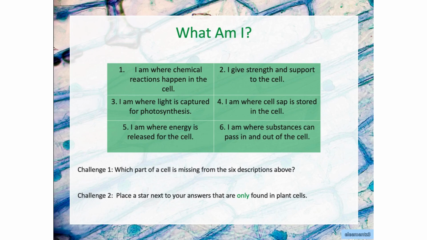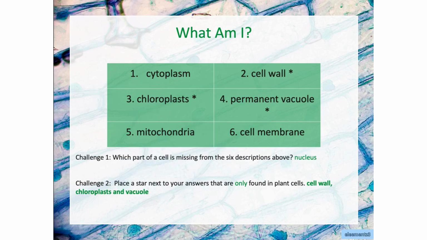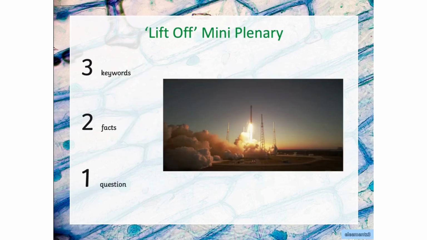Challenge 1. Which part of a cell is missing from the 6 descriptions above? Challenge 2. Place a star next to your answers that are only found in plant cells. Here are the answers. I hope you got it right. Marvelous. Let's go ahead. Lift off, mini plenary. 3 keywords, 2 facts and 1 question. Let's see what you have got.